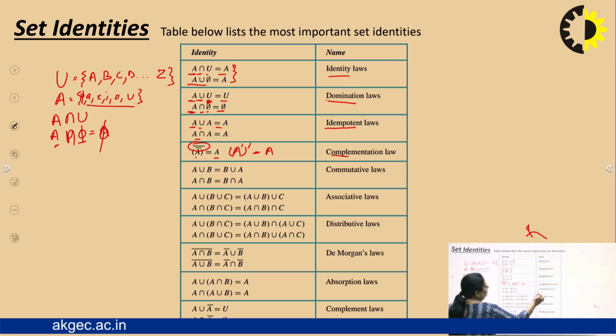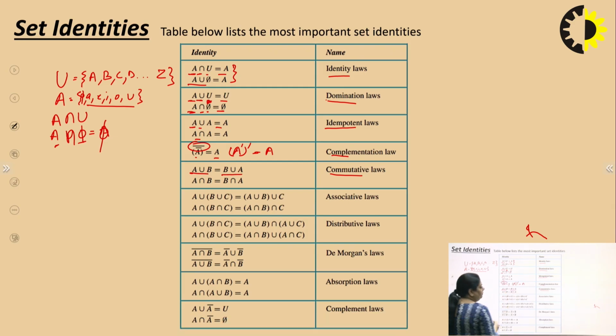Next, the commutative law. What does the commutative law say? If we apply A union B, and we apply B union A, it is the same thing, such as 1 plus 2 or 2 plus 1. It is the same thing. Similarly, A intersection B, or we can write B intersection A, it is the same thing.